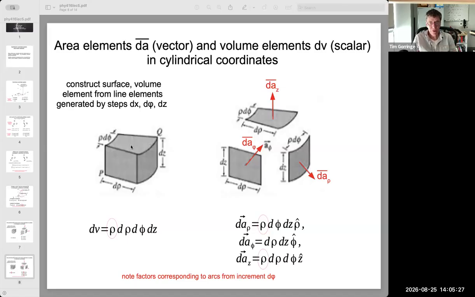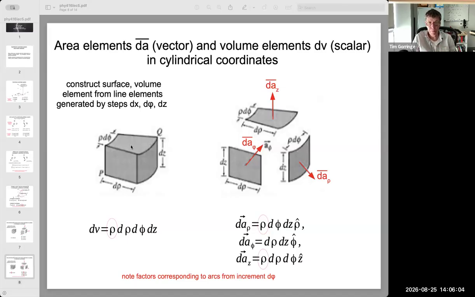The cylindrical coordinate surface elements and the volume element are built out of the little line elements in cylindrical coordinates. So they're built out of the d rho, the d phi, and the dz. Specifically, if you want an area, you're going to build it out of a step in, say, the phi direction and a step in the rho direction. And if you want a volume, you're going to build it out of steps in all three of those directions, the phi, the rho, and the z direction.